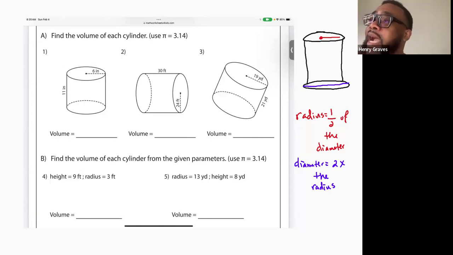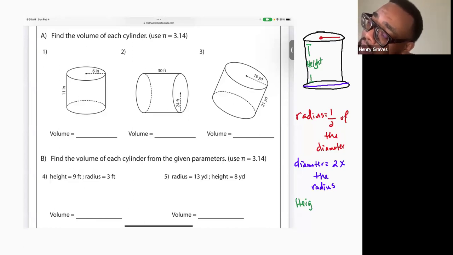And this here is my height. Okay. So the three dimensions you need to worry about are your radius, your height, and your diameter. They're typically going to give you the height always, but sometimes they'll give you the radius and sometimes they'll give you the diameter. Not a big deal. Now, that's the height of the figure.